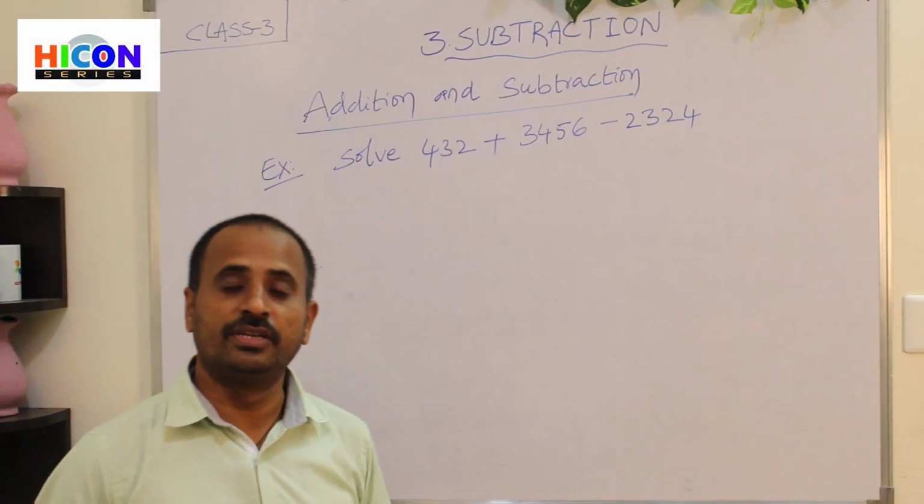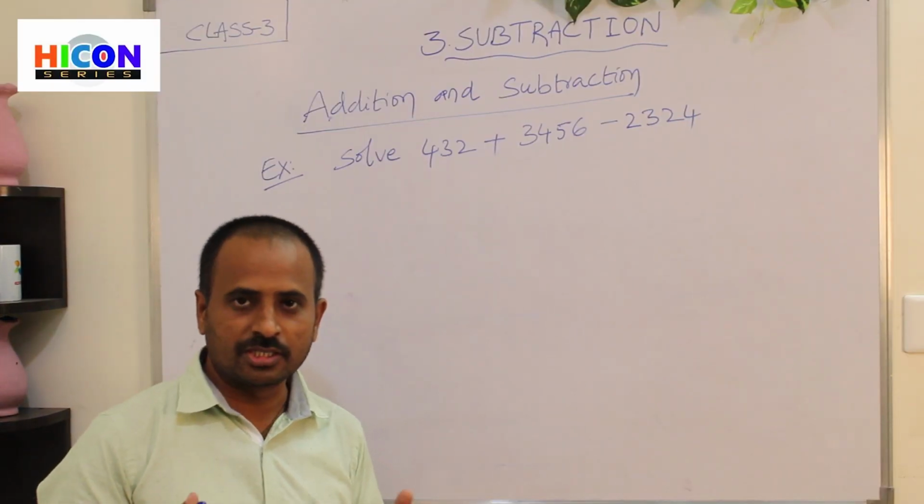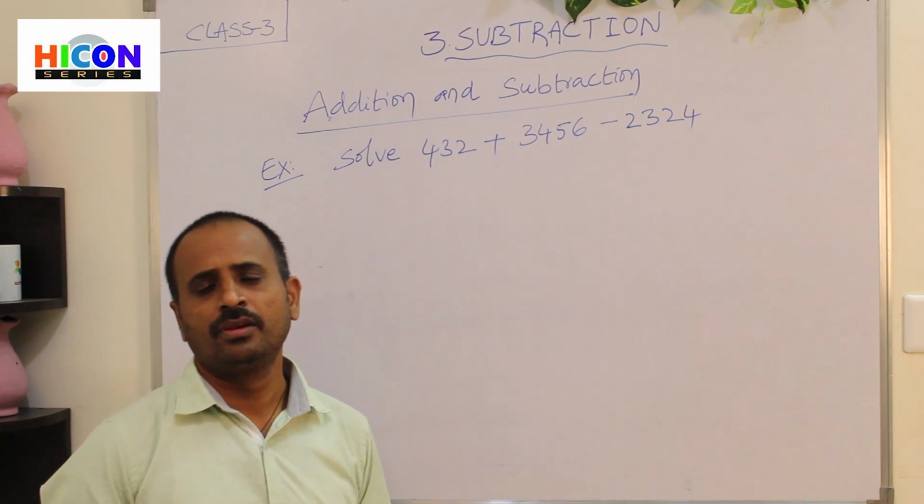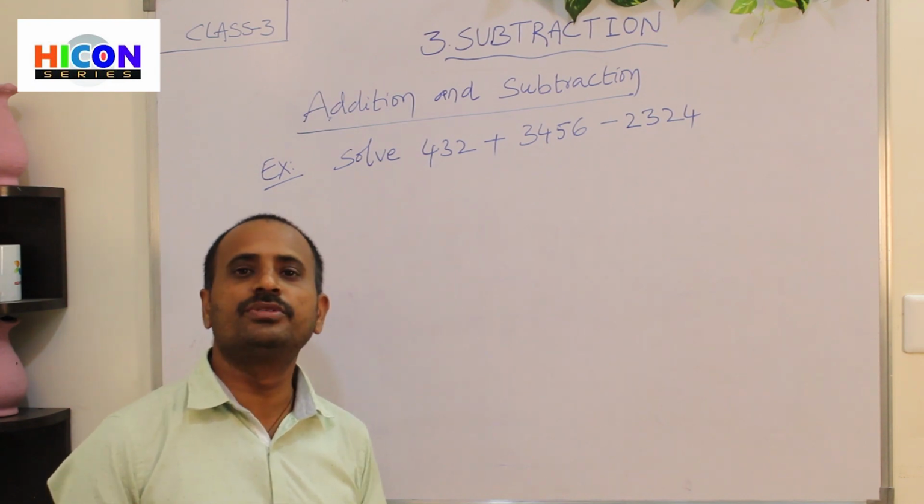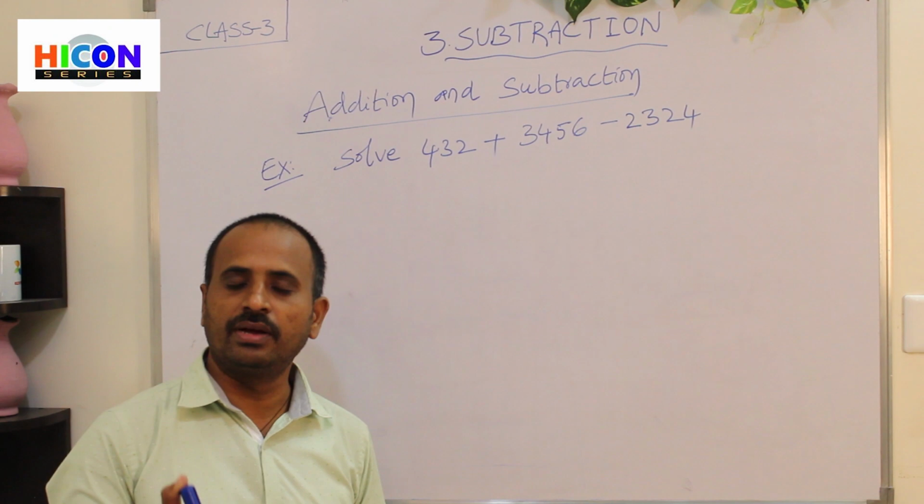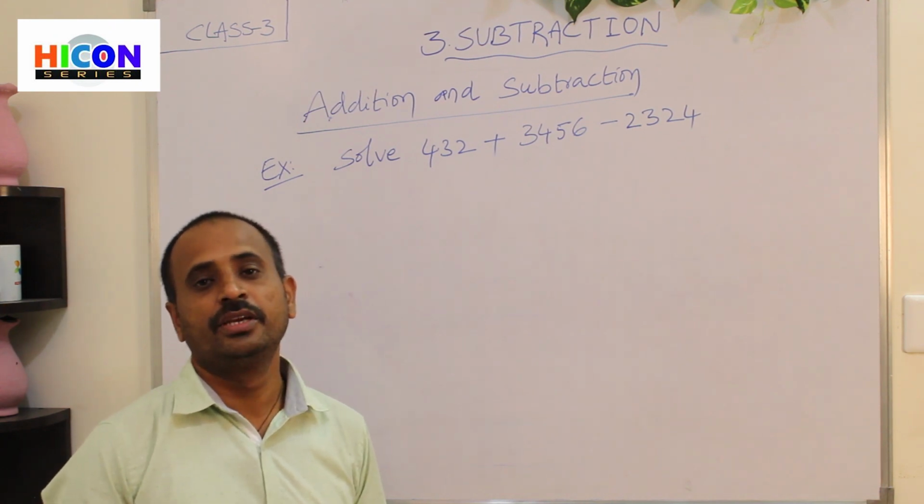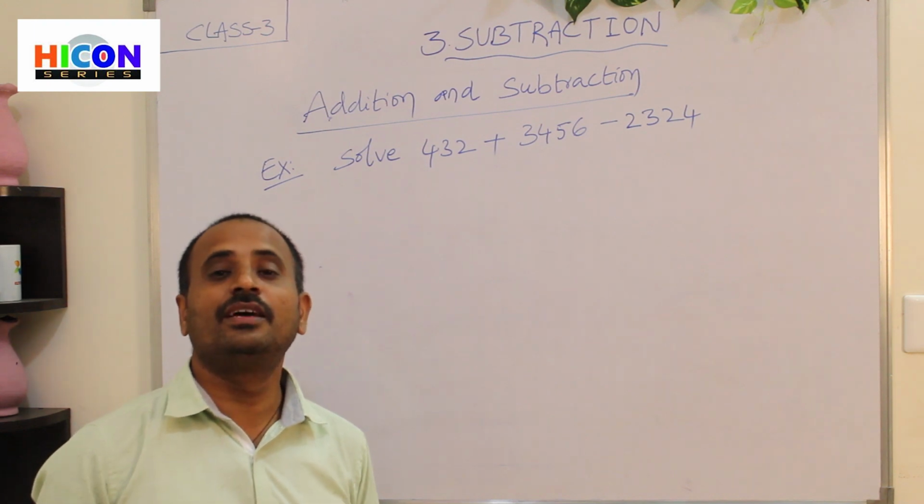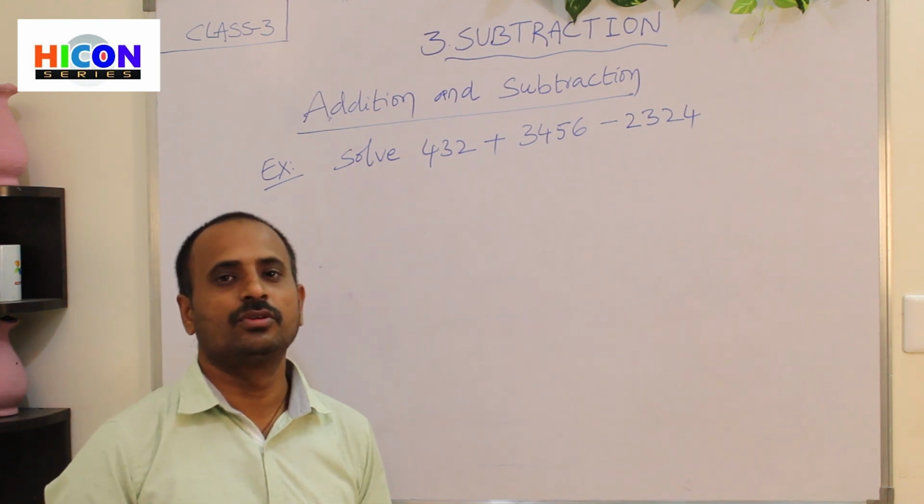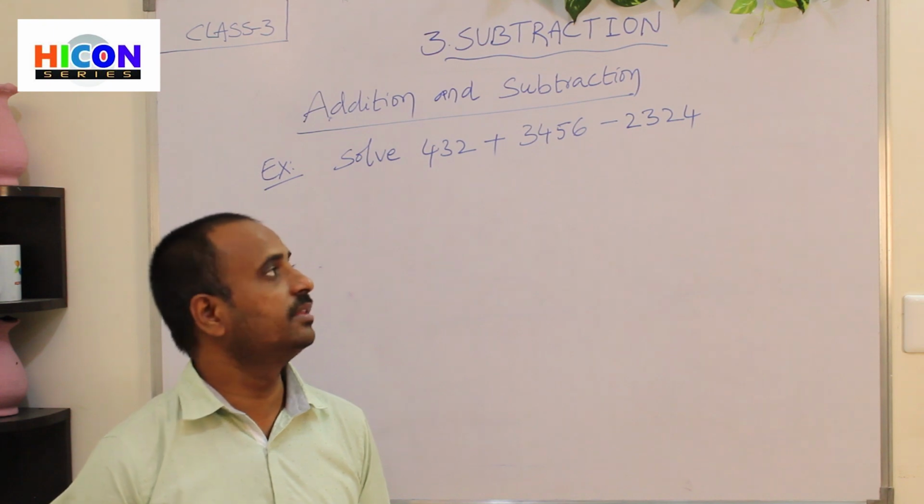Children, up to now we have discussed how to check our subtraction by using addition. So we can check our subtraction by using addition. That means we have to add the difference to the second number in the subtraction. If we get the first number, then our subtraction will be correct. So now go to the next part in this chapter.